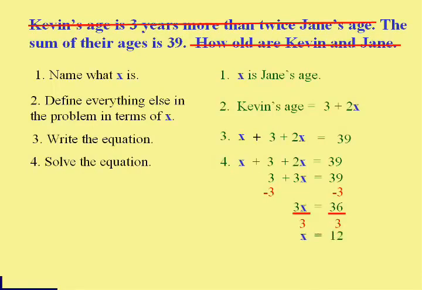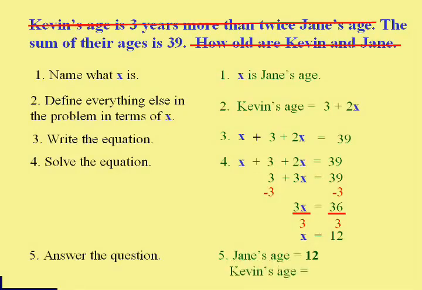Now I'm still not done yet. I've got to answer the question. Now what is 12? Whose age is 12? Good thing I wrote out steps 1 and 2. I know that X is Jane's age, but they still want to know Kevin's age. Wait a minute. Good thing I wrote that out. I can plug that 12 in and have 3 plus 2 times 12, and I can tell you Kevin's age. Kevin's age is 27, and I'm done.